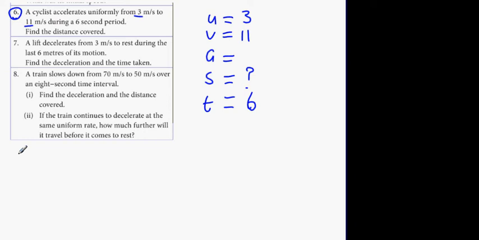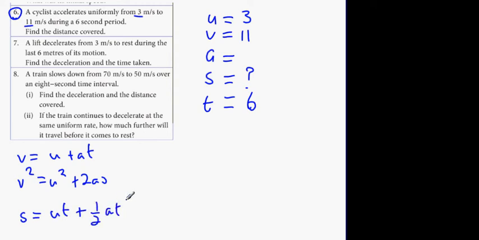Okay, you write down your equations. V equals U plus AT. Then you have V squared equals U squared plus 2AS. And then you have S equals UT plus a half AT squared. Now, you have to make a decision on which one to use. You have V, you have U, you don't have A, and you have T. You could find out A from that question, no bother. In this one, you don't know A and you don't know S. When you don't know two variables, in general, it's unusable for the time being. So we can't use the second one.